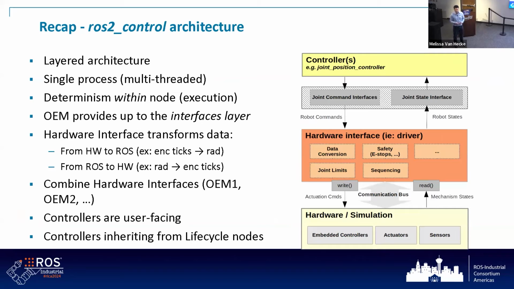Architecture-wise, it's pretty similar to ROS 1. It's a layered architecture. We grab the handles from hardware, although slightly different, we are using the ROS 2 syntax for this one. And also, as you may already know, ROS 2 control is inheriting from lifecycle nodes. We will get more into that later. With this feature, we provide the Simulink model as your controller.